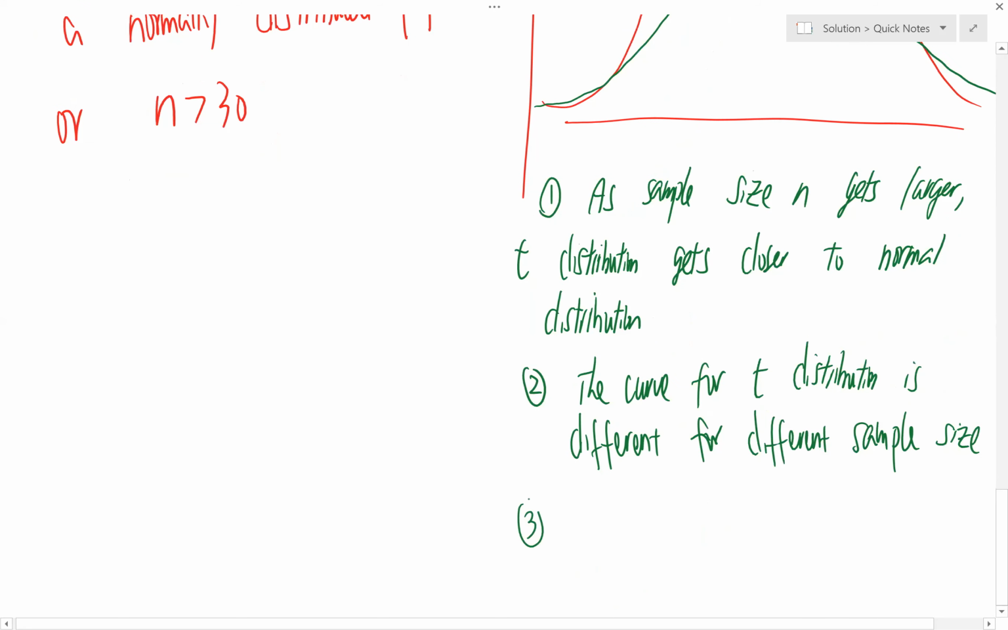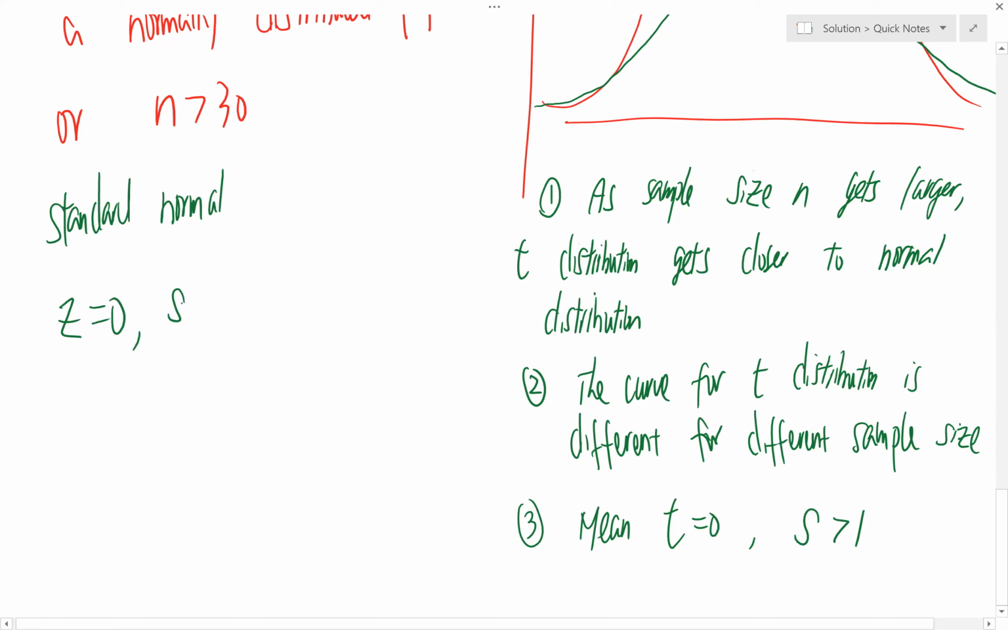Also, the student t-distribution has the following statements. The t-distribution has a mean, and the mean is t equals 0. The standard deviation of the student t-distribution is greater than 1. So it's not 1 anymore, right? For the standard normal distribution, we know that the z-score equals 0 and the standard deviation equals 1, right in the center. So that's true about the standard normal distribution.